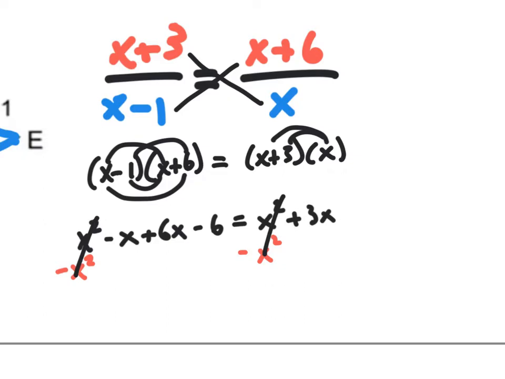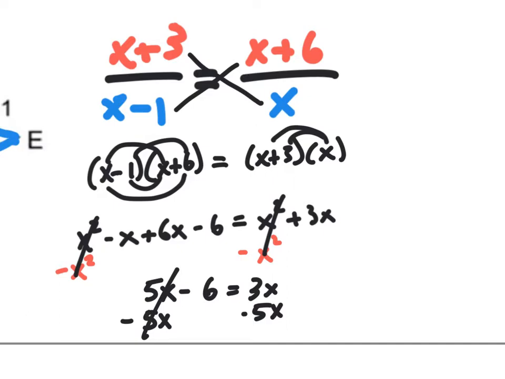Now I still want to combine my like terms. I have a negative x plus 6x, and that's going to give me a 5x. So I have 5x minus 6 is equal to 3x. And then I'm going to subtract a 5x from both sides, so minus 5x.